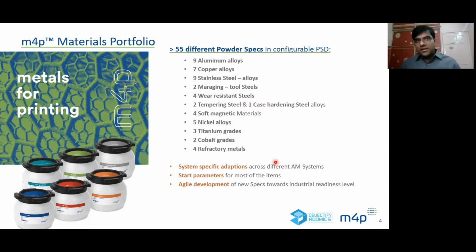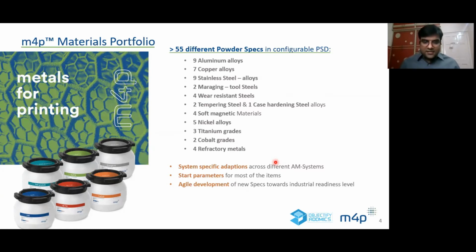Then again, you can imagine yourself being a powder particle in a machine which has a roller type recoater. There you want to get stuck to the roller and then be deposited on the build platform. As you would imagine, all these machines require different kinds of powder particle size distribution, and we do that. We try to offer start parameters for most of our materials, of course not for everything, but for most materials we can offer start parameters and also heat treatment processes.